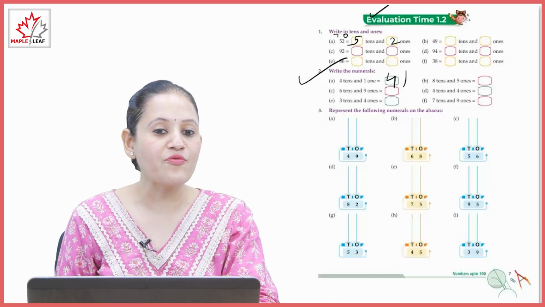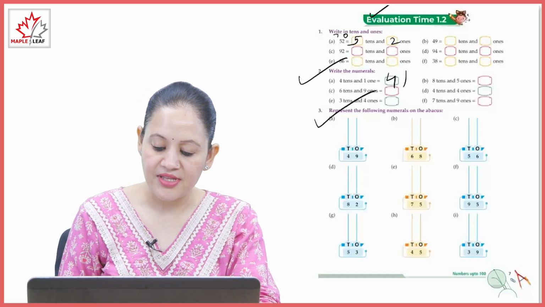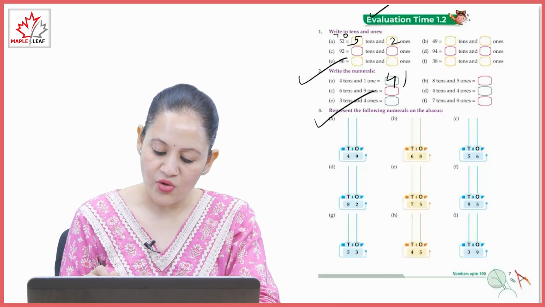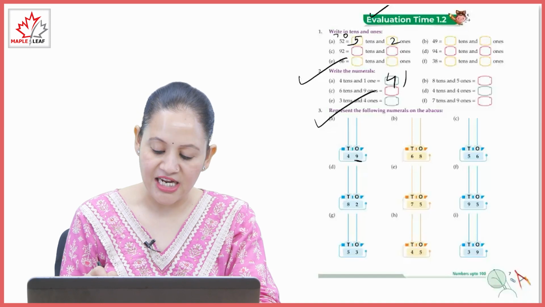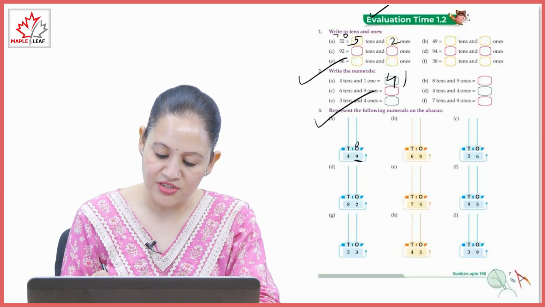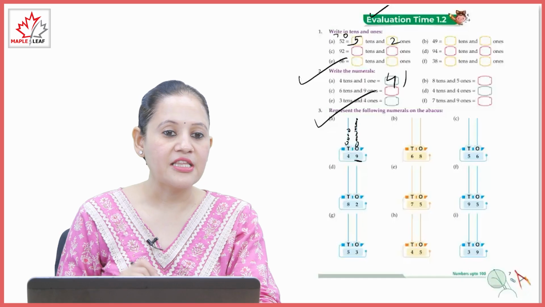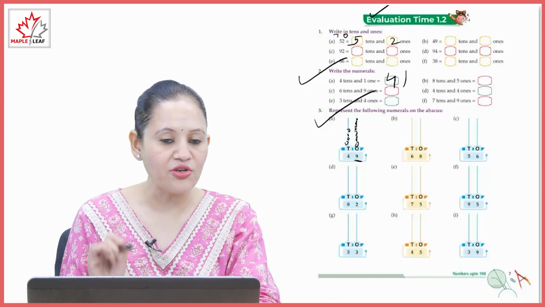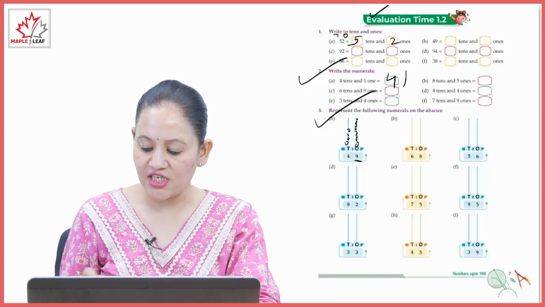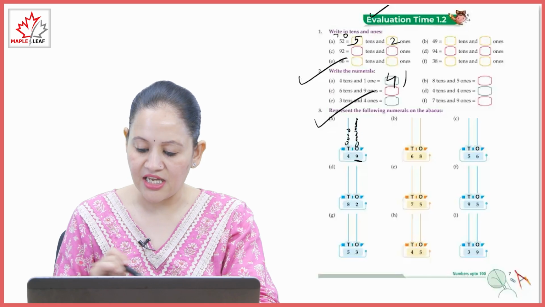Next, represent the following numeral on the abacus. 49. So the number at one's place is 9, so we'll make 9 beads. 1, 2, 3, 4, 5, 6, 7, 8 and 9. And 1, 2, 3, 4. This is how we'll represent the number 49 on abacus. Clear? इसी तरीके से आपको बाकी सारे नंबर को represent करना है.